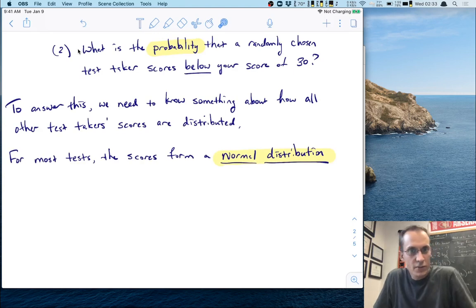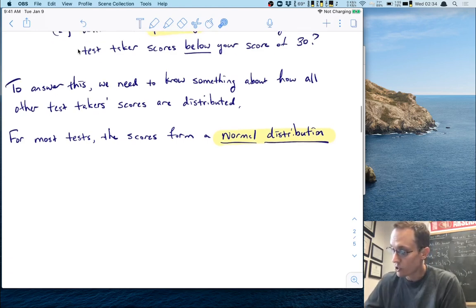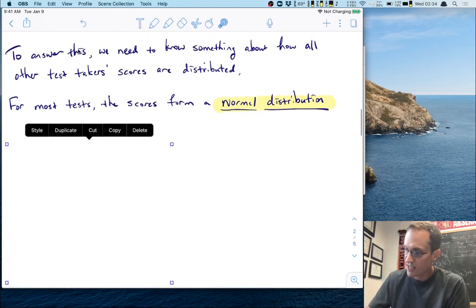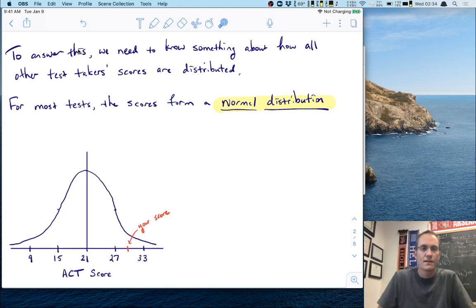And that's what's going to start our new thing for today. Today, we're going to note that for most tests, the distribution of scores form what is called a normal distribution. You may have heard this term before. In fact, you may have seen this curve. You may have seen something that looks like a bell-shaped curve.